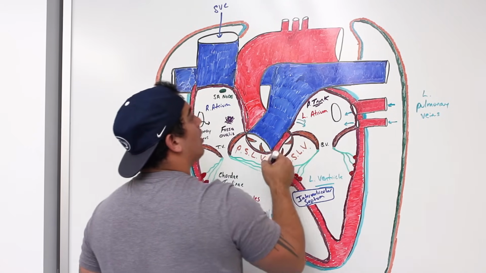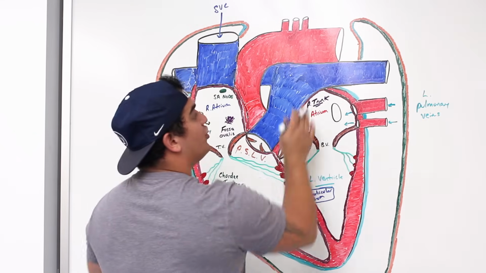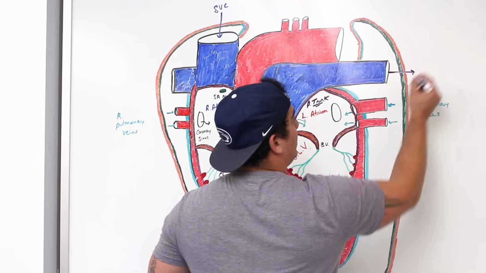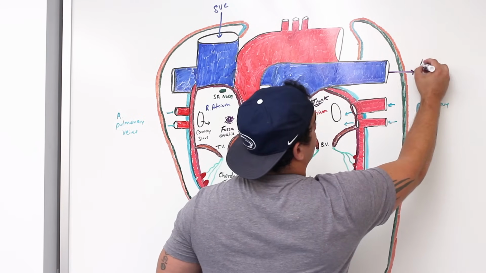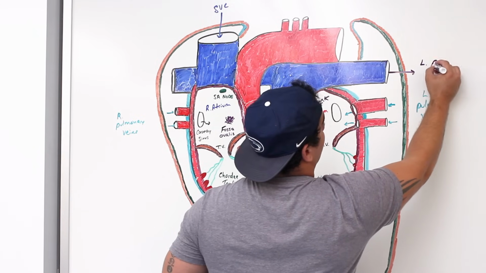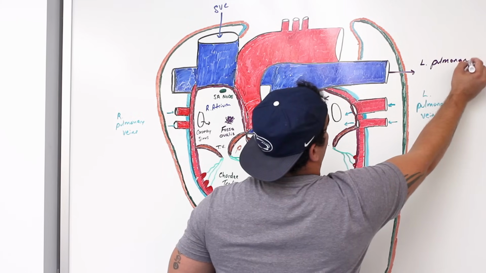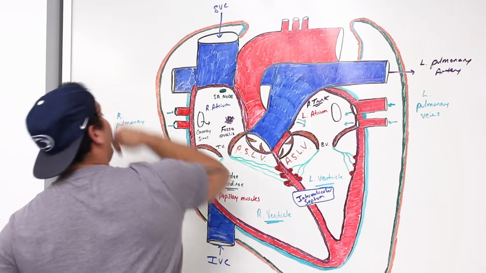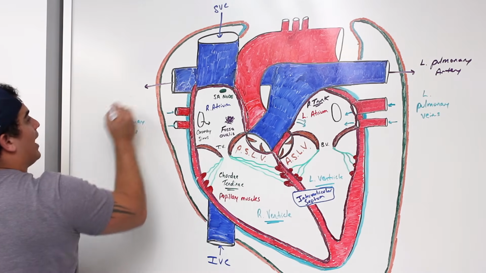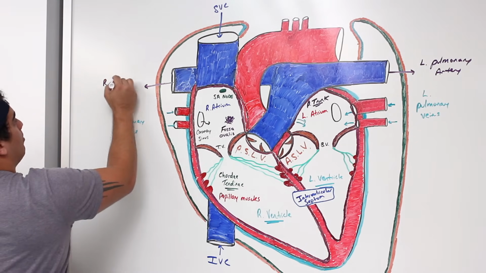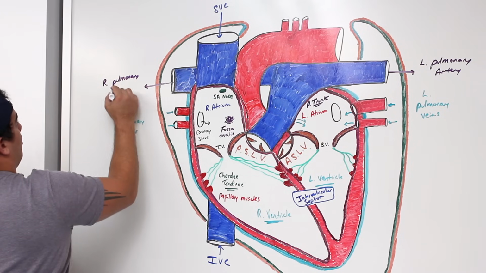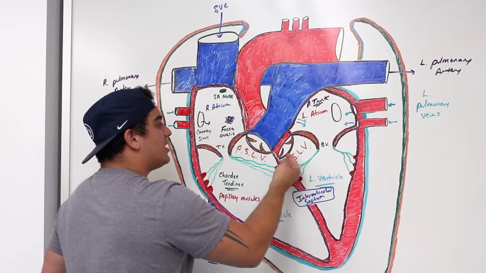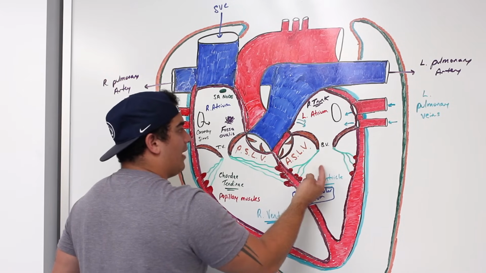Now, the pulmonary trunk comes up and splits into two arteries that are going to go to the lungs. So this one here is going to the left lung, so they call this the left pulmonary artery. This one over here is going to the right lung. So since this one's going to the right lung, this would be considered the right pulmonary artery.